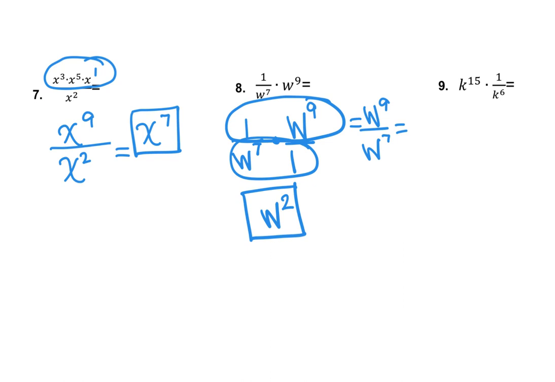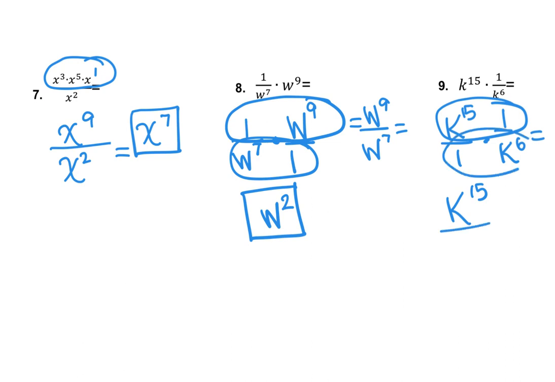All right, number 9, it's just like that. So again, let's make the k to the 15th, put that all over 1, and we're going to multiply that by 1 all over k to the 6th power. So when we multiply these right here, you're going to have k to the 15th, and then when you multiply the bottom ones, you're going to have k to the 6th, and when you divide, then it's going to give you k to the 9th power.